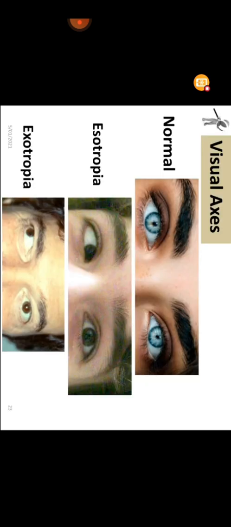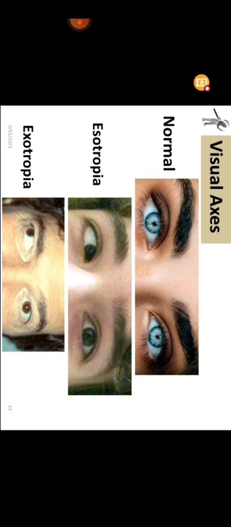Okay. Now coming to the visual axis. The next part that you need to examine is the eyeball visual axis. You can see in the first picture that both eyes are normally directed to a single object. Both eyes move together and both eyes are directed to one object. But in the second picture, you can see that one of the eyes, the right eye in this case, is directed towards the nose. We call such changes squint in normal terms, and esotropia in medical terms.